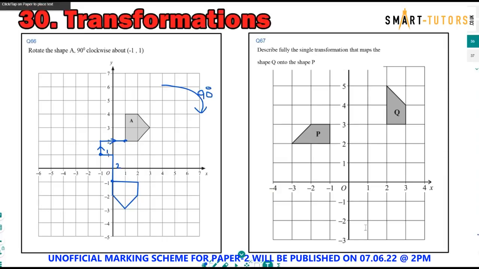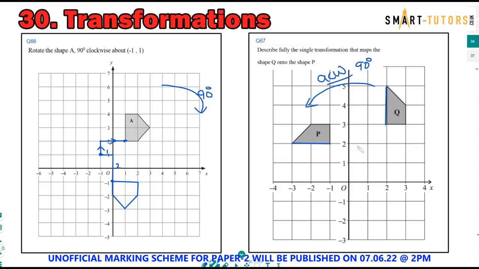Now when you describe fully the single transformation that maps the shape Q onto the shape P, this obviously looks like a rotation. So shape Q is coming to the shape P. So definitely this is going to be ACW, meaning anti-clockwise. This vertical line becomes horizontal, and that can only happen with a 90 degrees rotation. So you need to spell out the word rotation, 90 degrees, anti-clockwise.